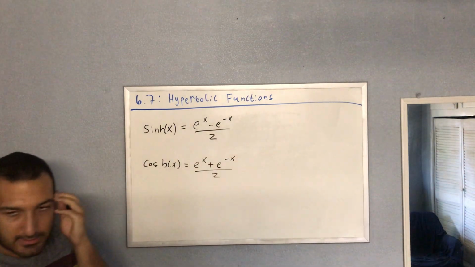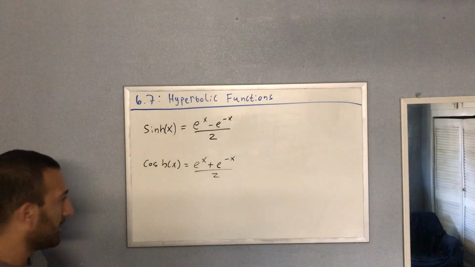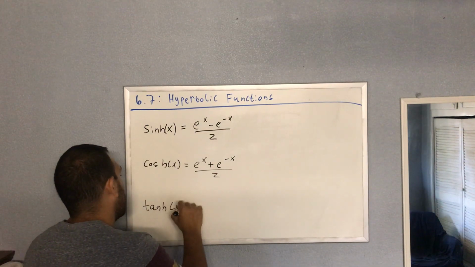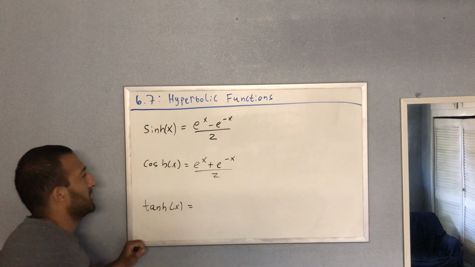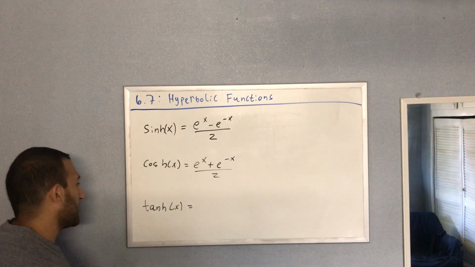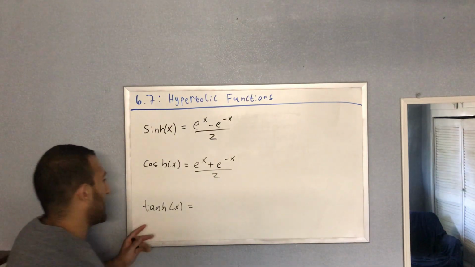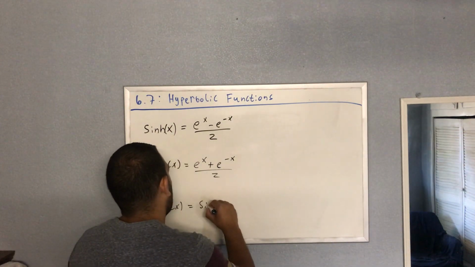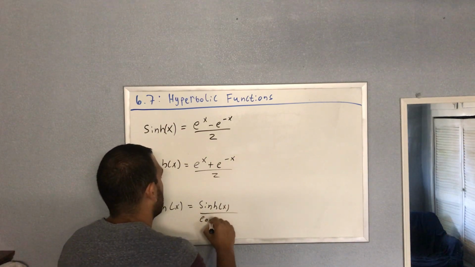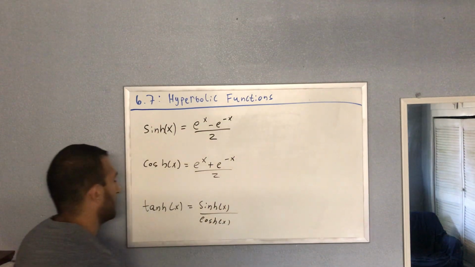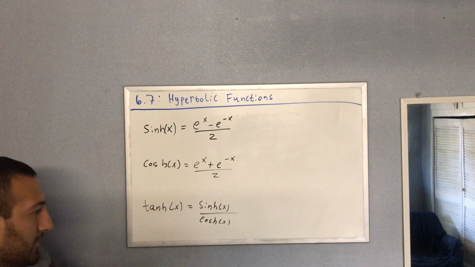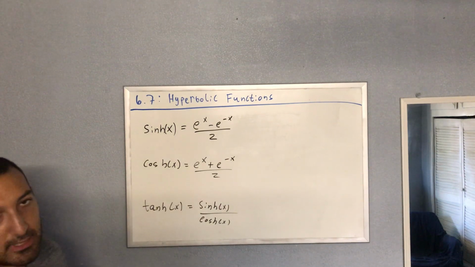Only a slight difference. In trig, sine and cosine are the most important things. Everything else comes from those two. And it's the same thing here. Hyperbolic tangent is the ratio of hyperbolic sine to hyperbolic cosine. Just like regular tangent was sine over cosine, this is sinh over cosh.